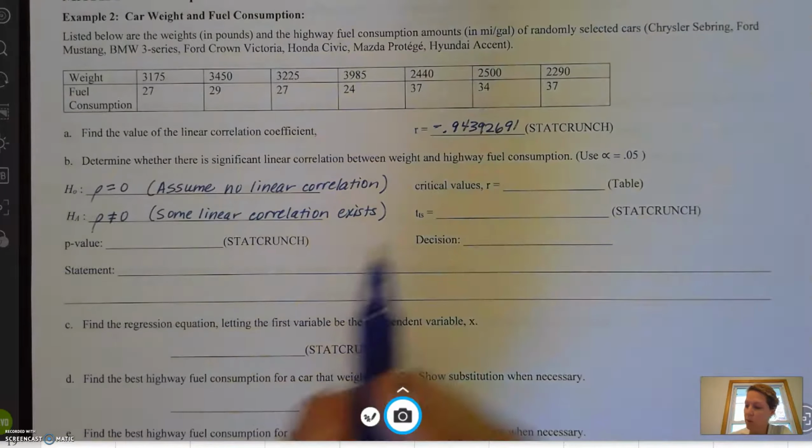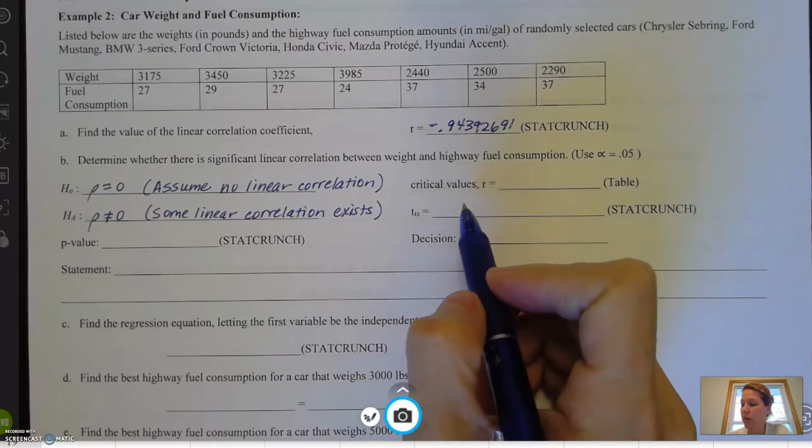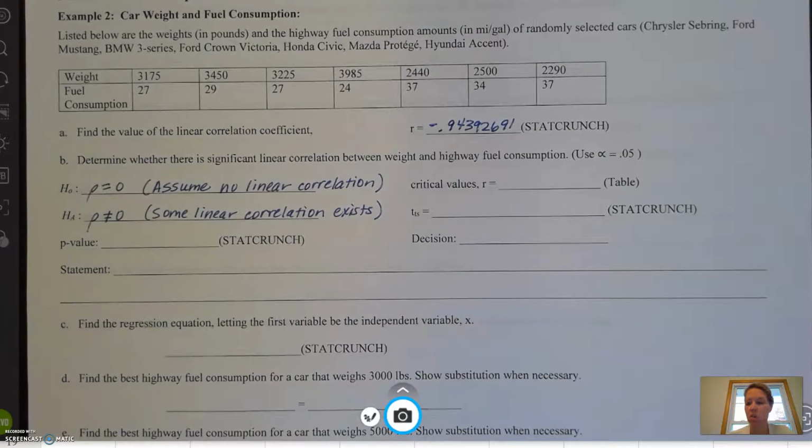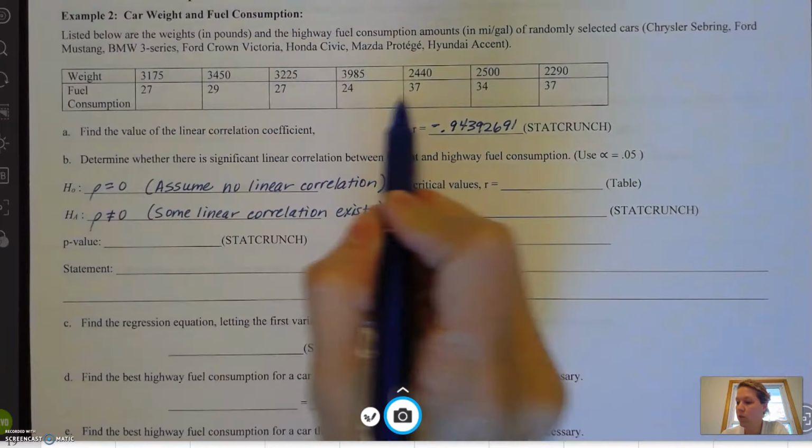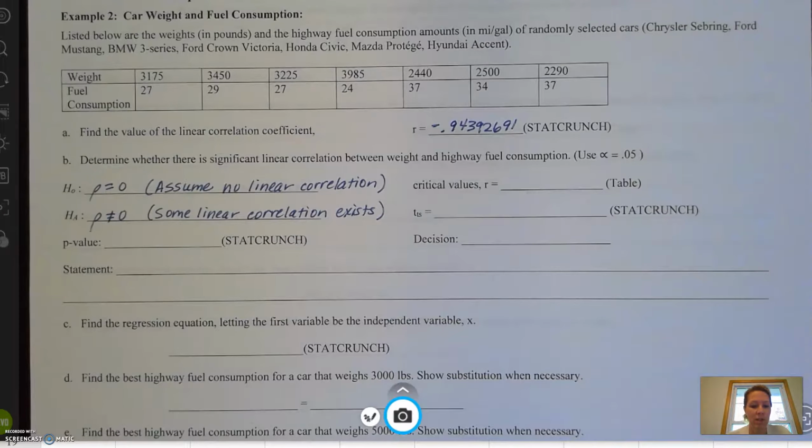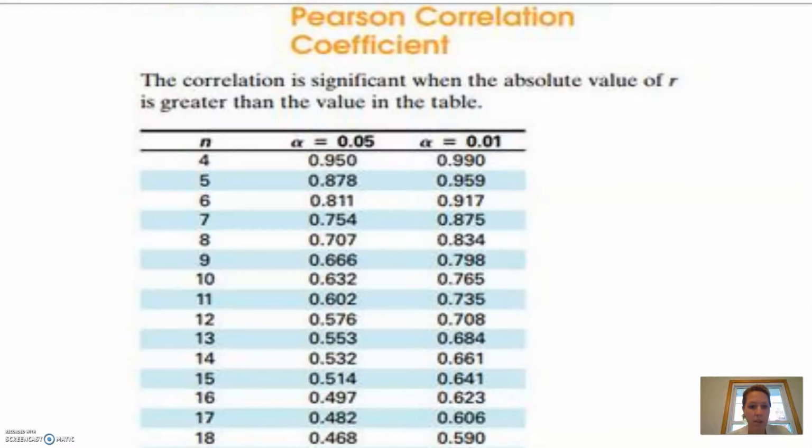Now, remember, in the traditional method, we can use the critical value R by looking at the table. There are 1, 2, 3, 4, 5, 6, 7 sets of data, so 7 vehicles. I'm going to bring up my critical value chart here. There are 7 vehicles, and let's remind ourselves our alpha level is 0.05. So we match those up. Go down to row 7, over to where alpha is 0.05, and we get 0.754. So the critical values are plus or minus 0.754. I'm writing that down.